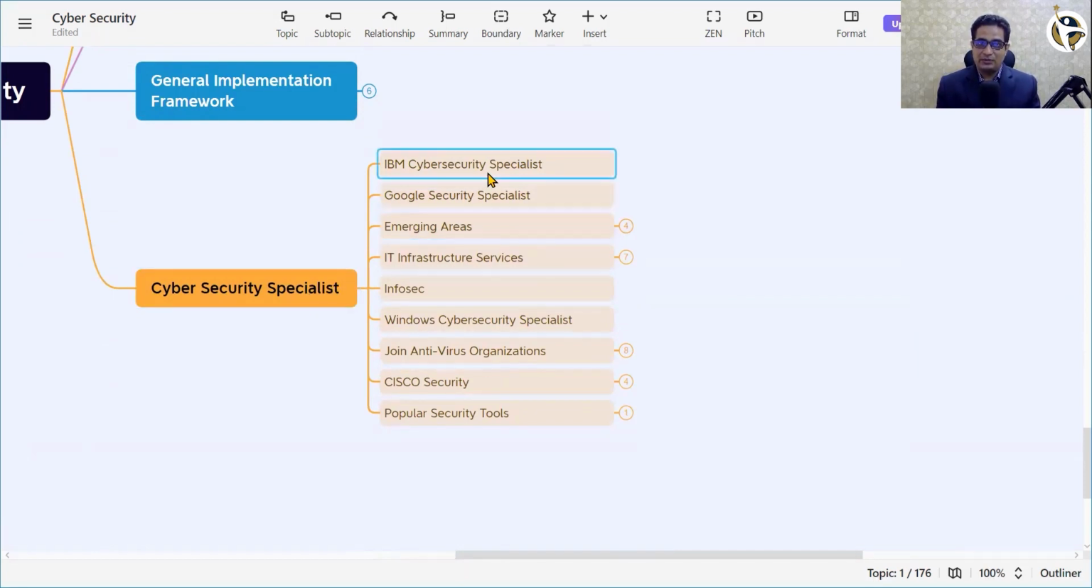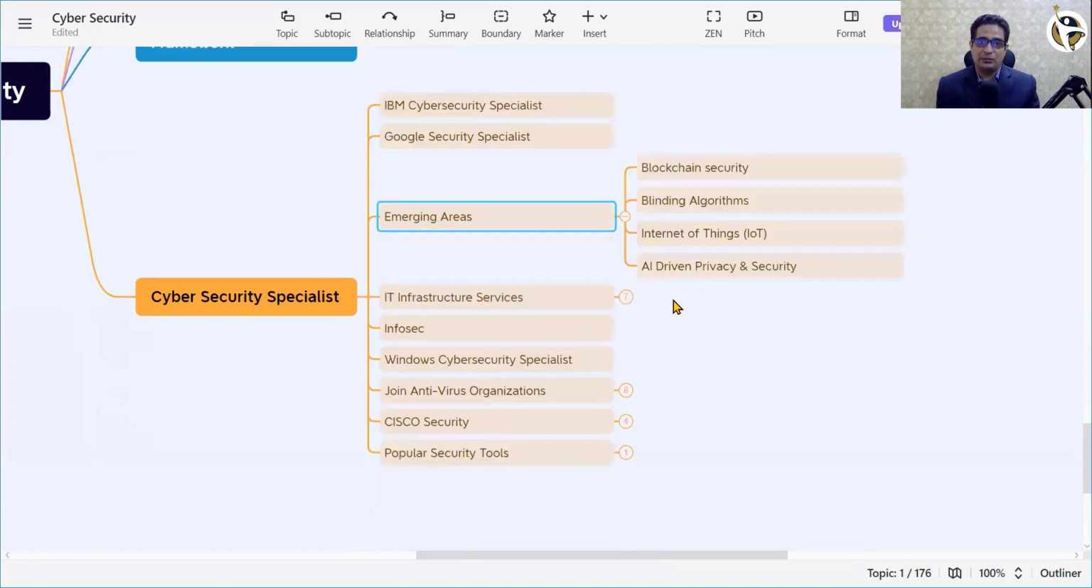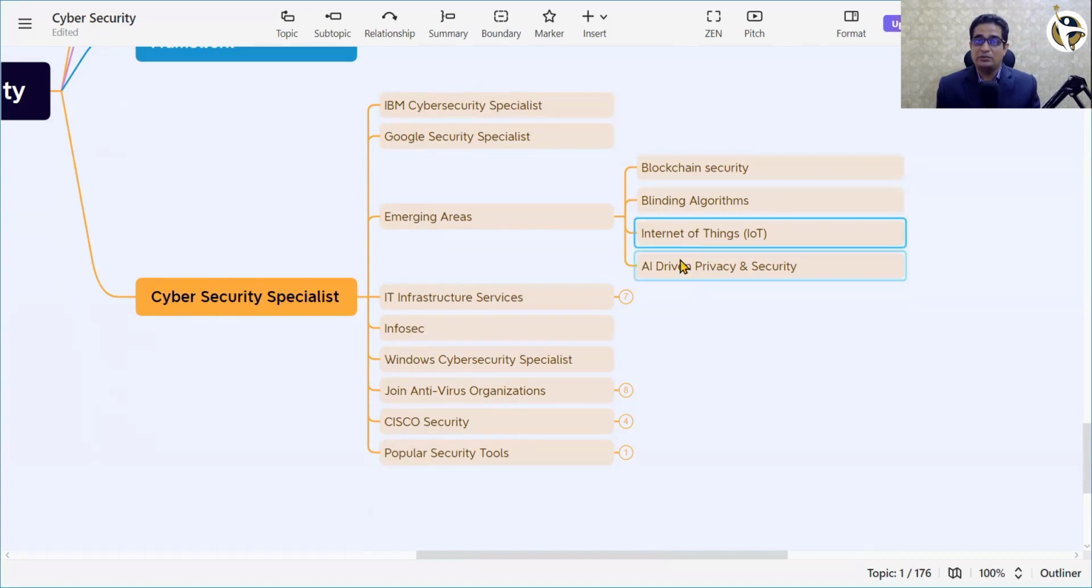There are very dedicated cybersecurity certifications and some courses. Coming to the first one, which is IBM Cybersecurity Specialist. Apart from that, there is a Google Security Specialist also. And there are some emerging areas when it comes to cybersecurity. Out of that, blockchain security is grabbing lots of attention. Then blinding algorithms, IoT security, and AI-driven privacy and security are also grabbing lots of attention these days.